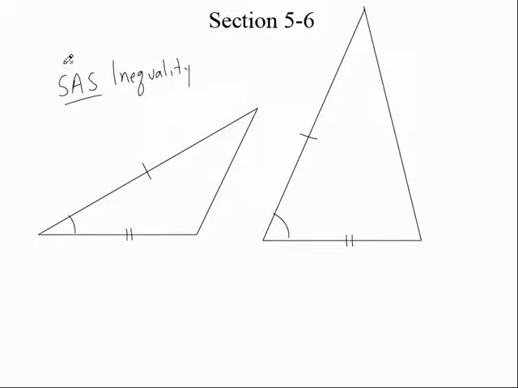Now, the two sides are equal, right? This side's equal to this side. That's one pair of equal sides. Here's another pair of sides that are equal to each other. But what's unequal in this? The angle. That angle is unequal. This one is smaller than this one.